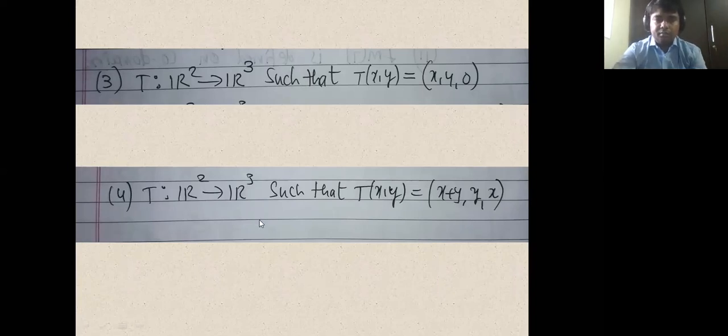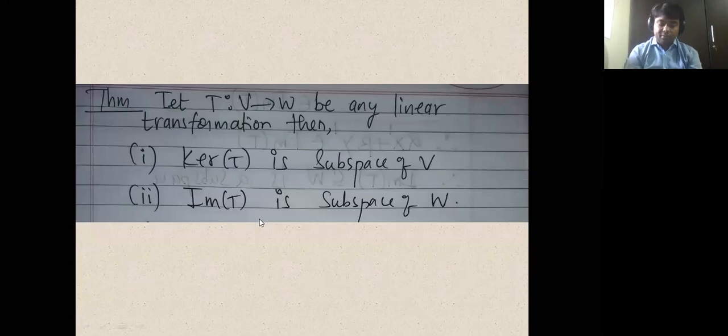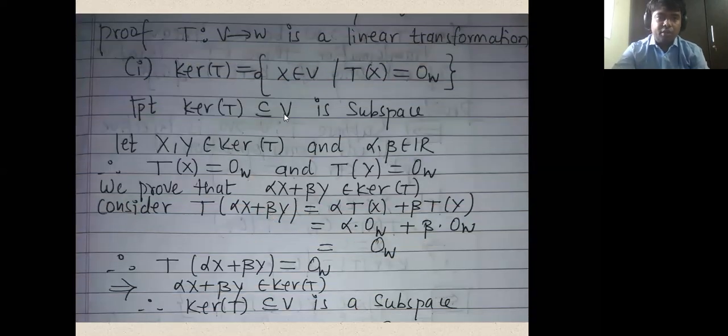Next, we'll proceed further. Next is the theorem. It's a very important theorem for us. As I said, kernel is defined in the domain, image is defined in the codomain, but what they represent in their respective spaces is that they are subspaces. If I have a linear transformation T from V to W, then kernel T is a vector subspace inside the vector space V, and image T is a vector subspace inside the codomain W. So that is what we have to prove here.